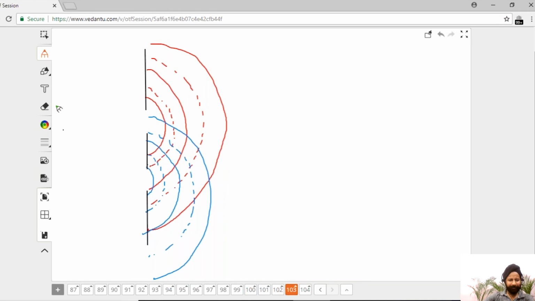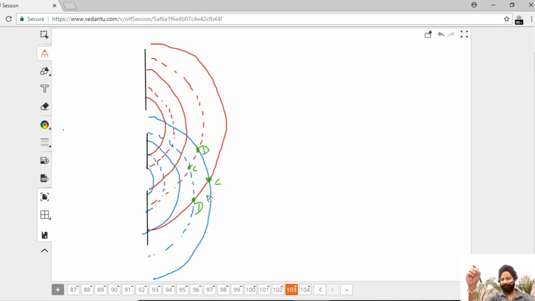Now let's look at what happened just now. At this point, trough and trough met. Oh no, crest and trough met. So this is going to be a destructive interference here, isn't it? The solid line meeting with the broken line. This is going to be a constructive interference. This is going to be a constructive interference. This is going to be a destructive interference. Right? Does everybody understand what I'm trying to say?